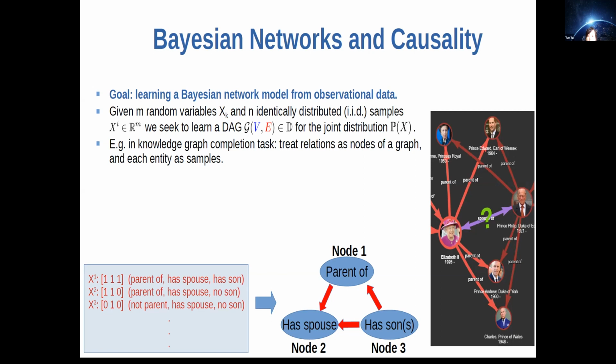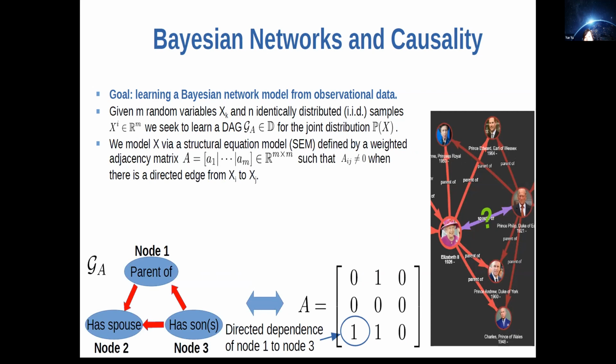Now we can collect the second sample. Maybe this is a person who is a parent, who has a spouse, but who has a daughter, so no son. Therefore, this sample will be 110, and so on. Our goal is, given n identically distributed samples like this, each a vector with m components, to recover the underlying DAG structure, which is basically the graph on the right.